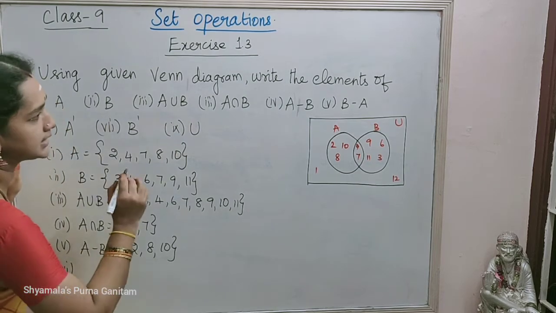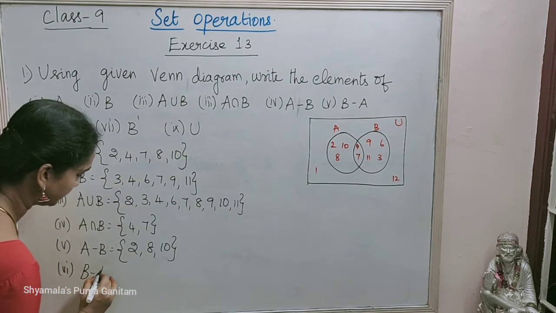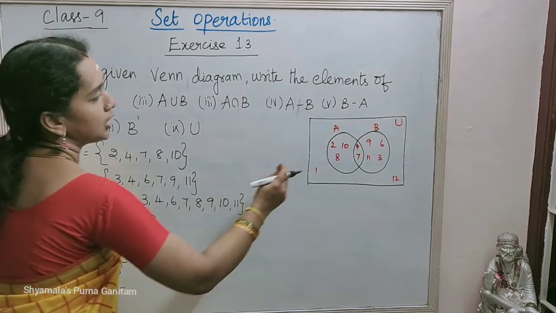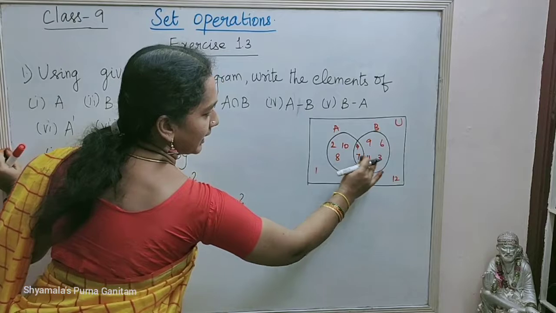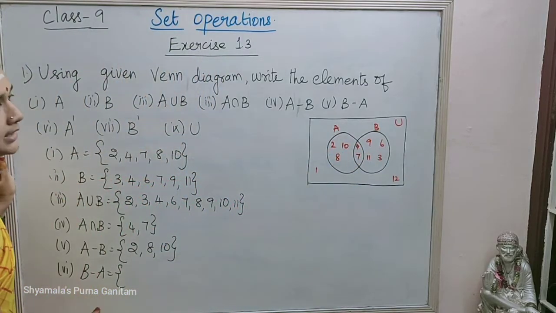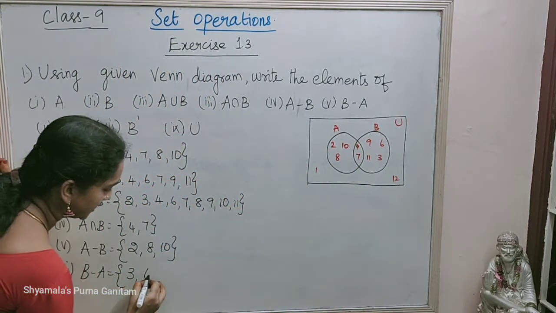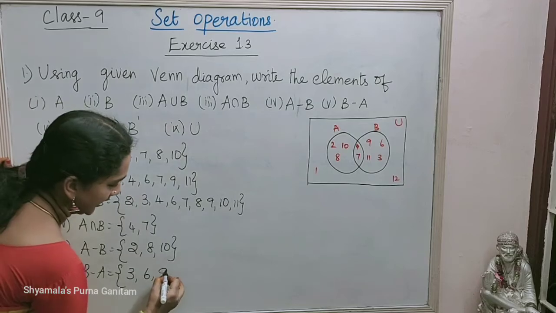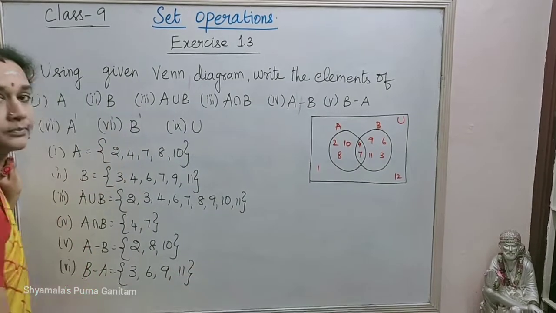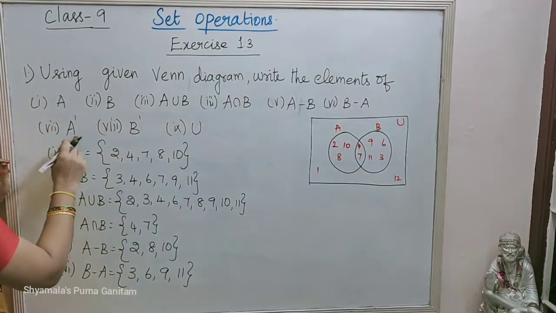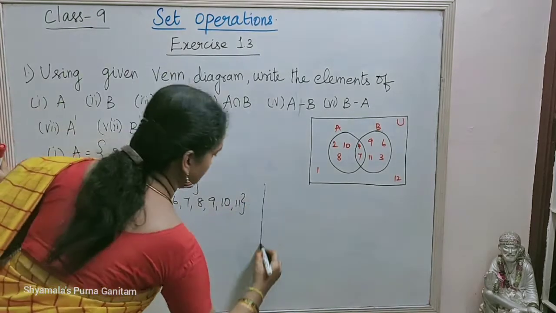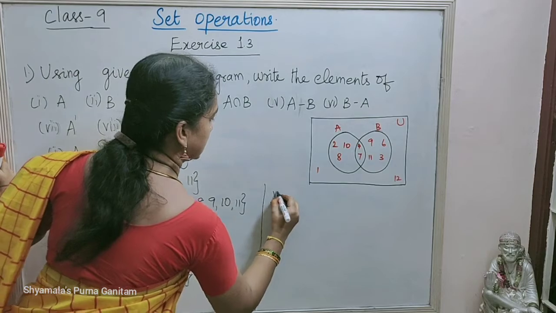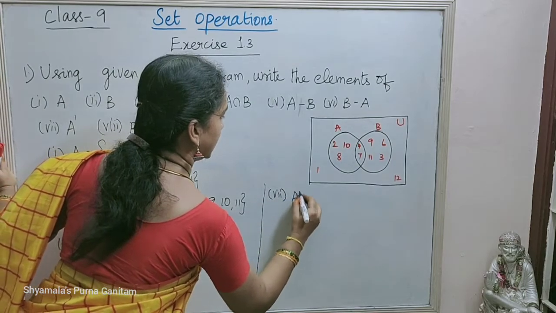Then next one is B minus A. Same thing. Common element for A and B is 4 and 7. You leave that. Remaining elements are 3, 6, 9 and 11. Next it is given B minus A over, then A dash. Seventh one is A dash.